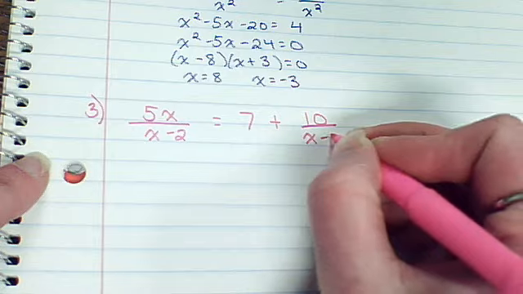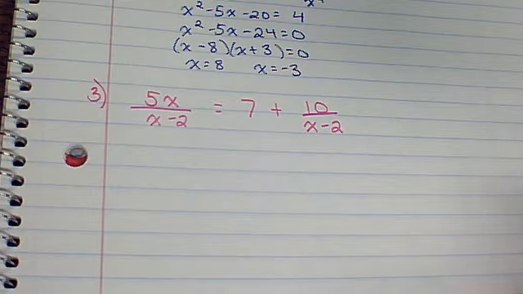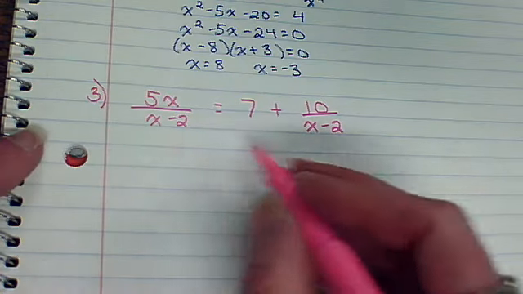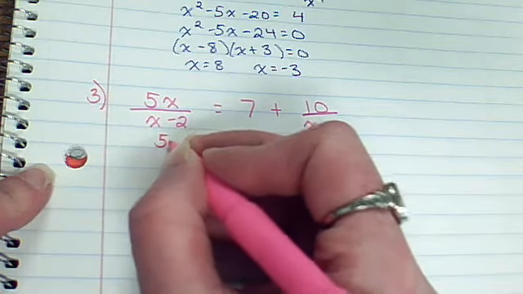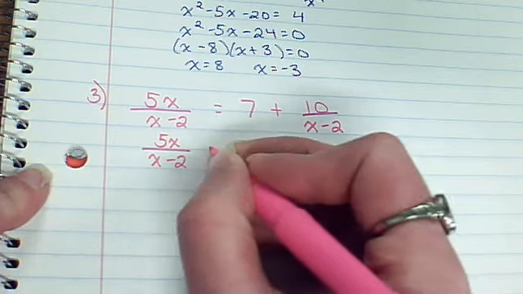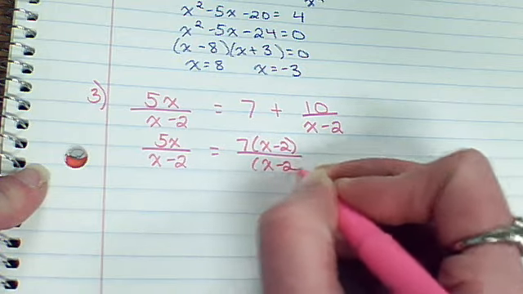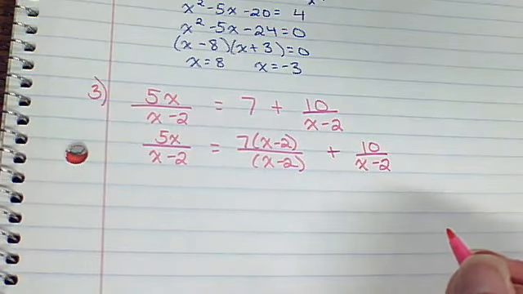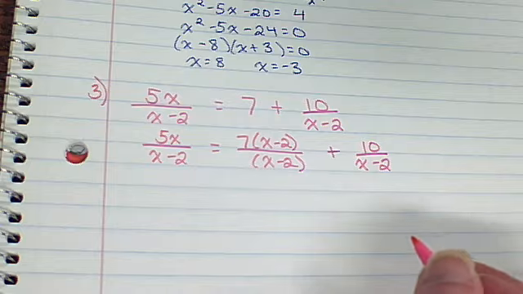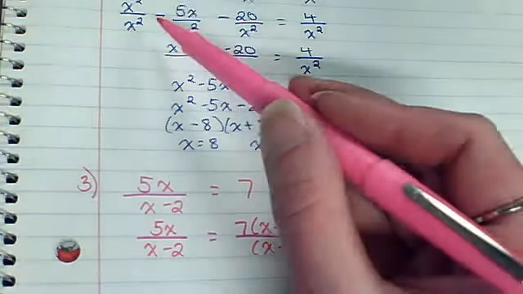All right. So this is another one that, since it's not a fraction equals another fraction, the cross multiplying will not work. So let's find that common denominator. Well, it's easy that we've already got x minus 2 and x minus 2 here. So this would be 5x over x minus 2 equals 7 times x minus 2 over x minus 2, right? Plus 10 over x minus 2. Now the beautiful thing here is, once we got them all with the same denominator, we really only had to look at those numerators.